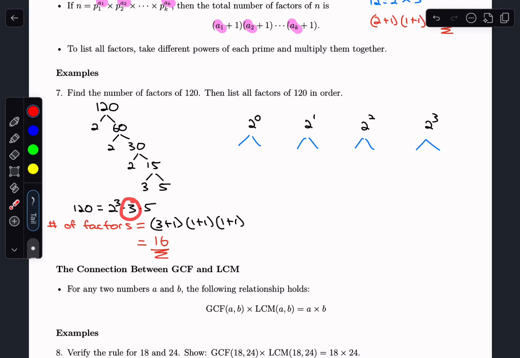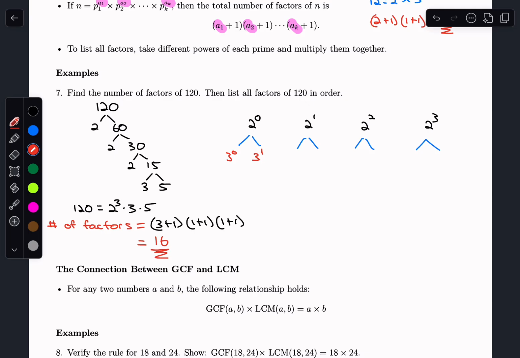So all of the possible ways we could include that number 3 are either including it 0 times or including it 1 time. Okay, so just like for the number 2, because we had 2 to the power 3, that meant we could have 3 2's, 2 2's, 1 2, or 0 2's. Same thing for the prime factor of 3. We can either have 1 3 or we could have 0 3's. And those are both possibilities.